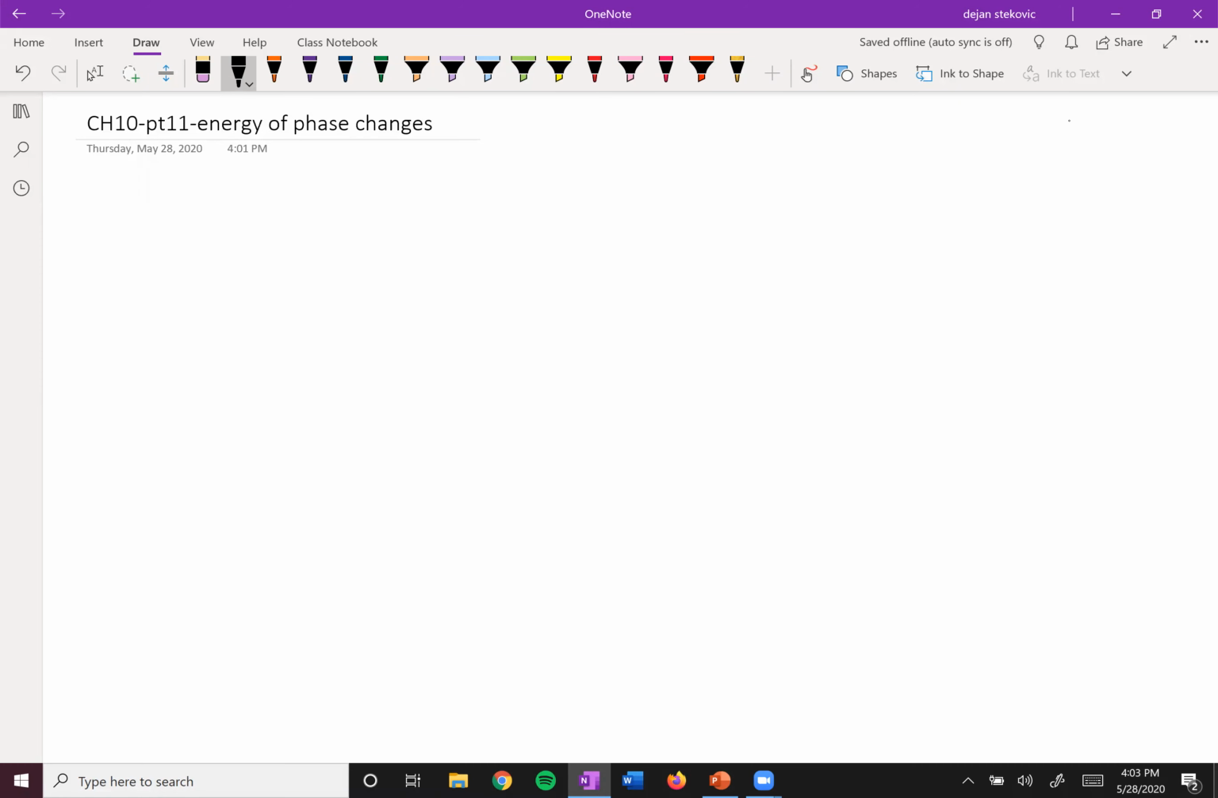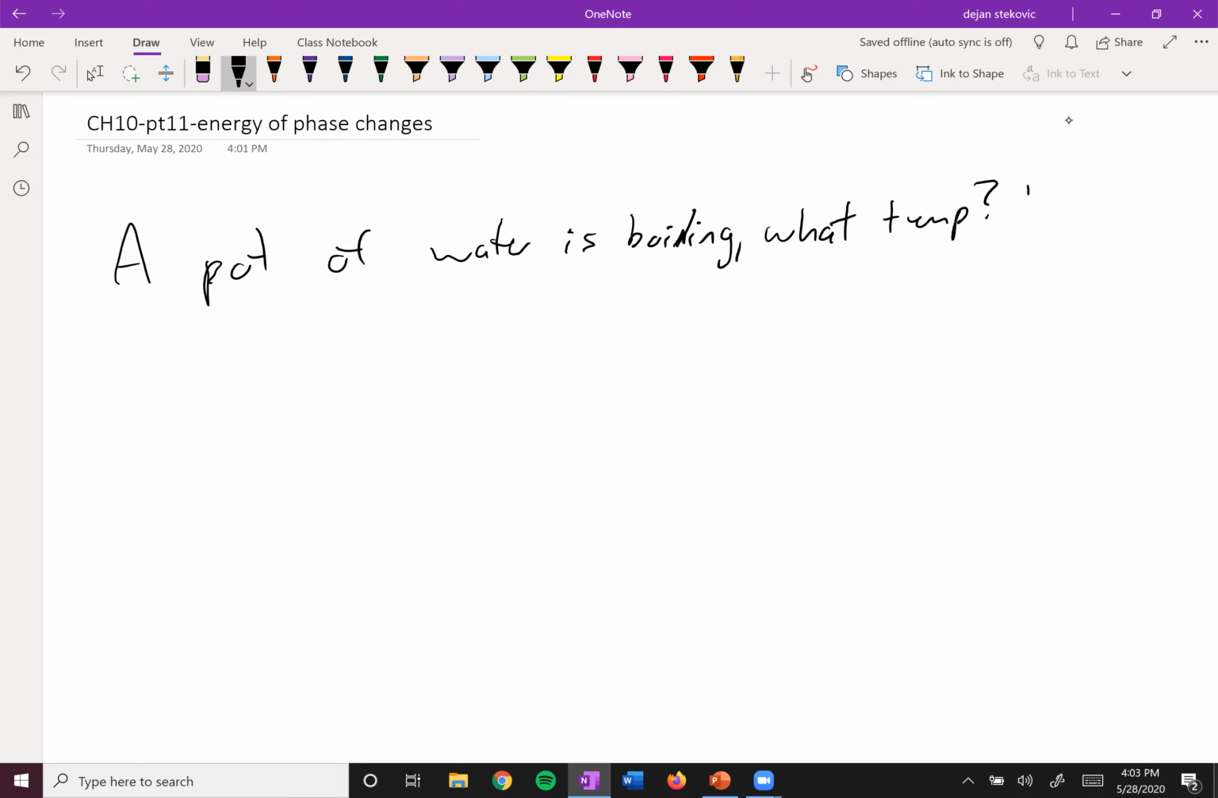All right, so let's talk about some phase changes and the energy required to do them. So start off with a question. A pot of water is boiling. Assuming normal atmospheric pressure, what's the temperature of the water? And the answer is 100 degrees Celsius, right? Water under normal atmospheric conditions boils at 100 degrees Celsius.